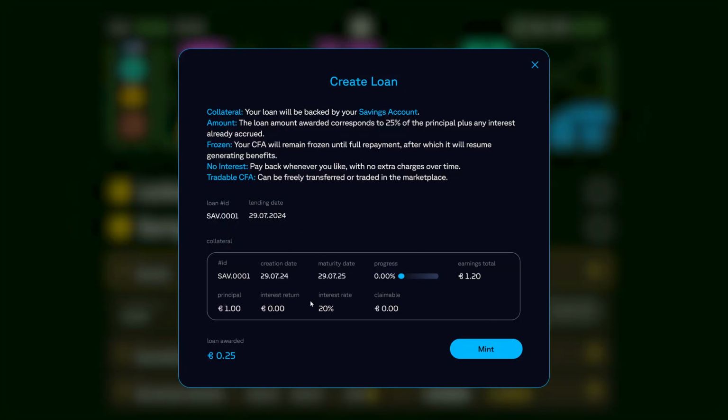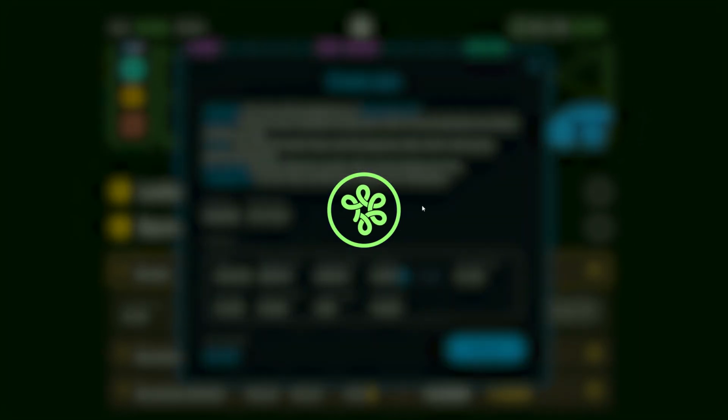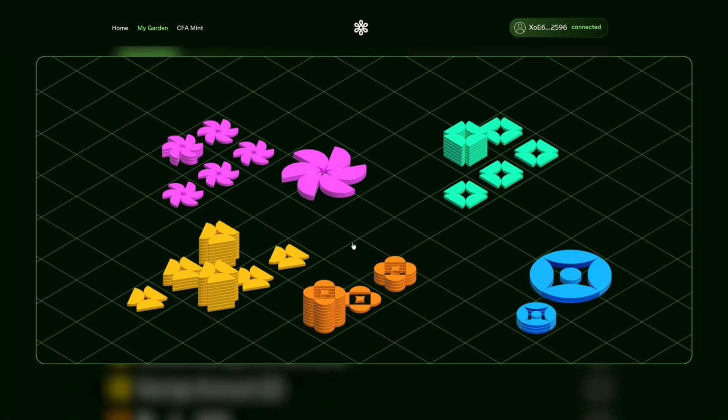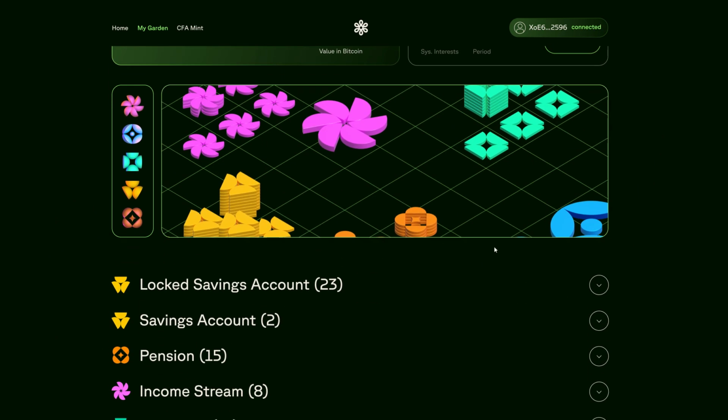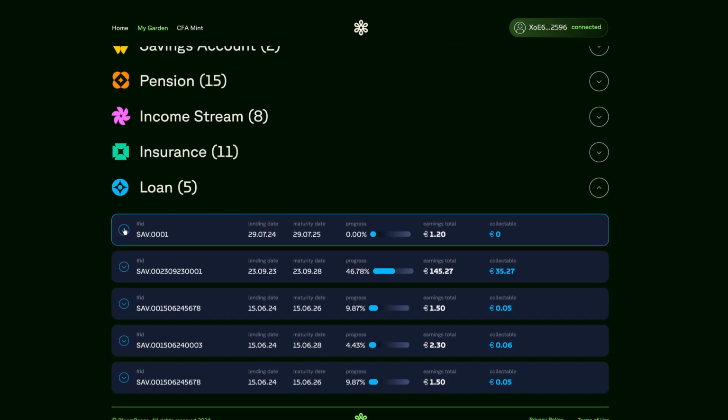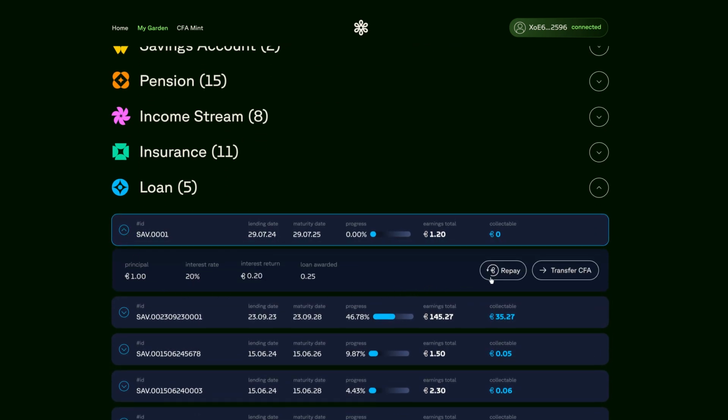In this panel, you'll see loan information and the collateral used to back it. Loans provide 25% of the principal plus accrued interest of the asset used as collateral. While the loan is active, the collateral CFA is frozen, meaning it stops earning interest. The loan will appear in the loan section as an independent CFA, which can also be transferred or traded on the market. Now, let's repay the loan.